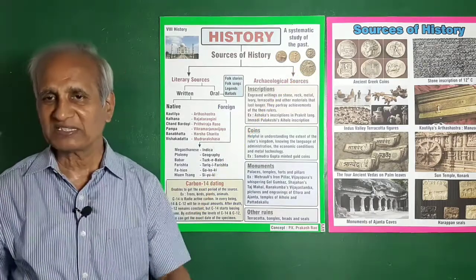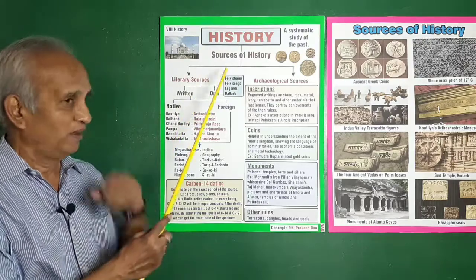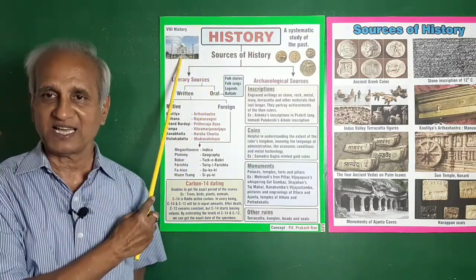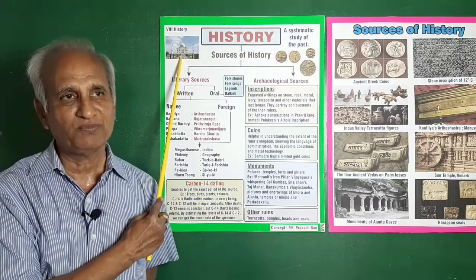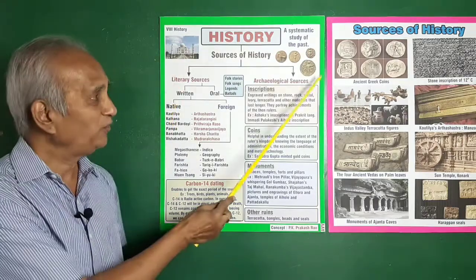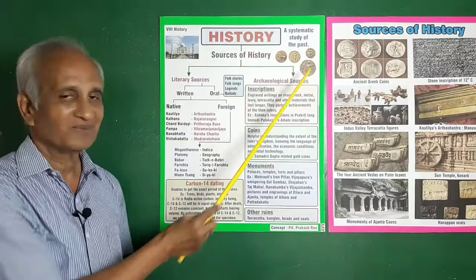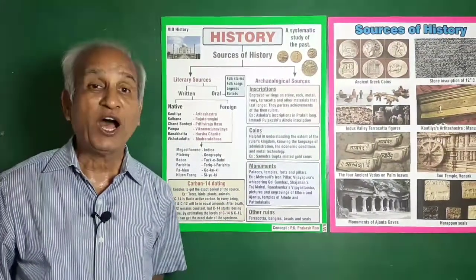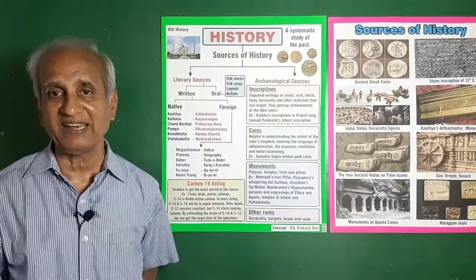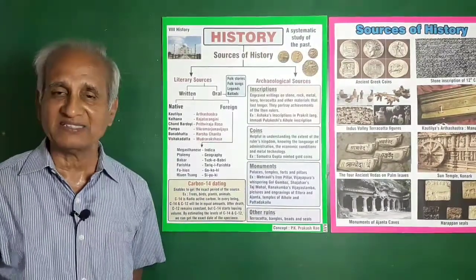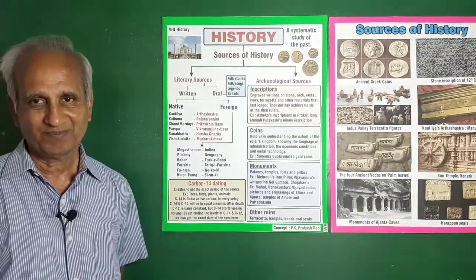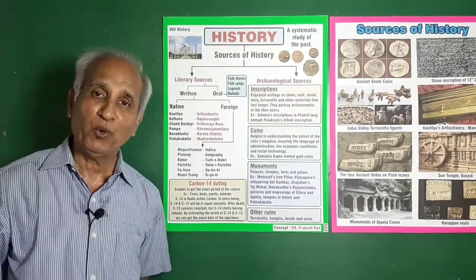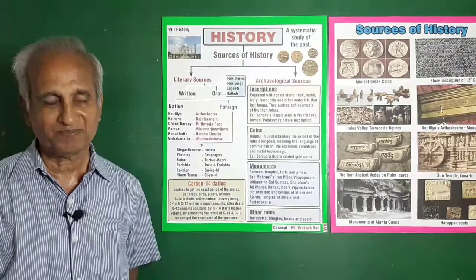I gave you 2 examples. One of a monument built by Shah Jahan in memory of his wife, a monument. Here you have coins. These 2 examples are enough for us to know how sources of history can help us, enable us to write history. So in this period, we will try to know more about such sources.